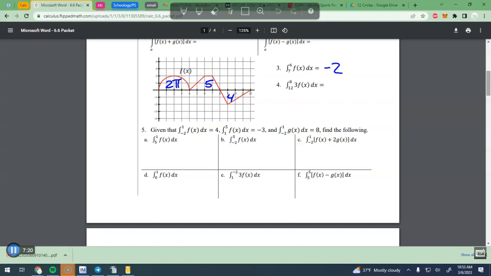Okay. 12 to 8, so this is the opposite direction also, right? So the integral from 8 to 12 is negative 4. So what's the integral from 12 to 8? It has to be positive 4, right? Because you switch the signs. And then that 3, you can just multiply, and that would be 12. How are those two?